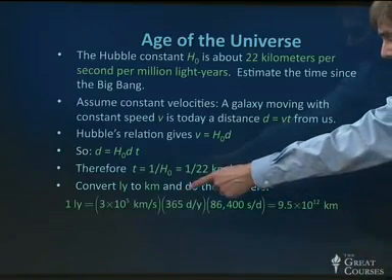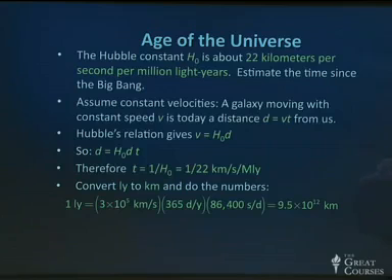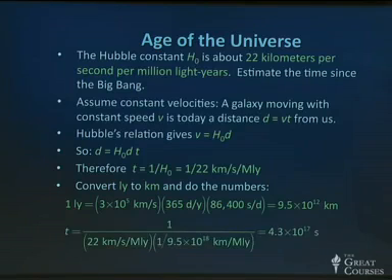So a light year is the speed of light, 3 times 10 to the 5 kilometers per second, 300,000 kilometers a second, times 365 days in a year, times 86,400 seconds in a day. That's 9.5 times 10 to the 12 kilometers. So now I can get the time.